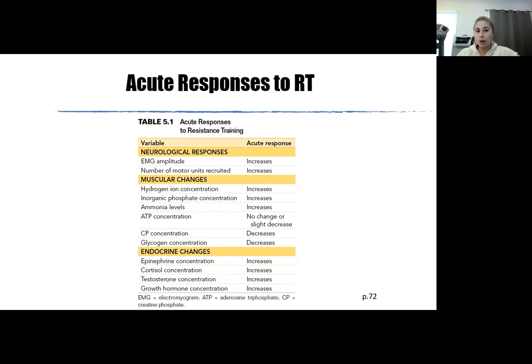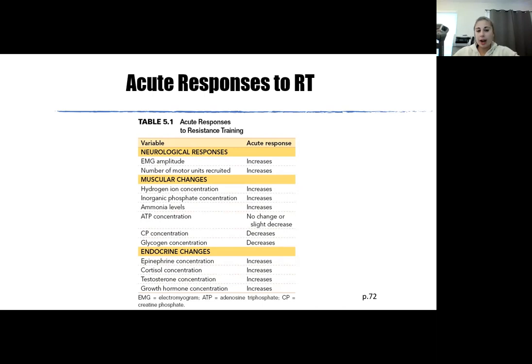So remember what a motor unit is. That is the motor neuron, the nerve, and all the muscle fibers that it innervates. Okay. And so if we can recruit more motor units, that means we can then recruit more muscle, right? And so that means an acute response to training is we're going to get more muscle activated, right? So that's kind of like your summary of your neurological responses. And we'll talk about what happens with chronic adaptation, okay?